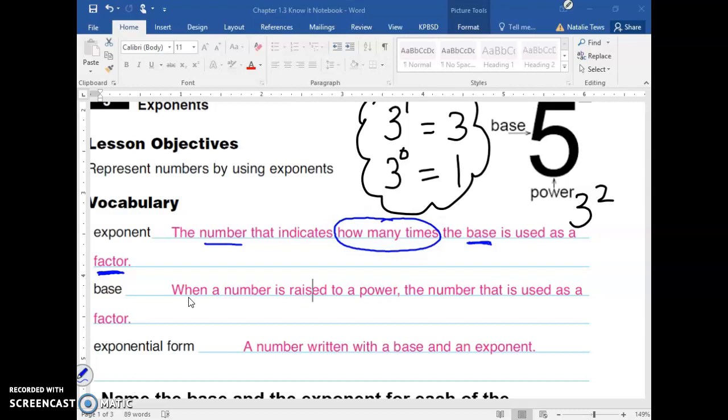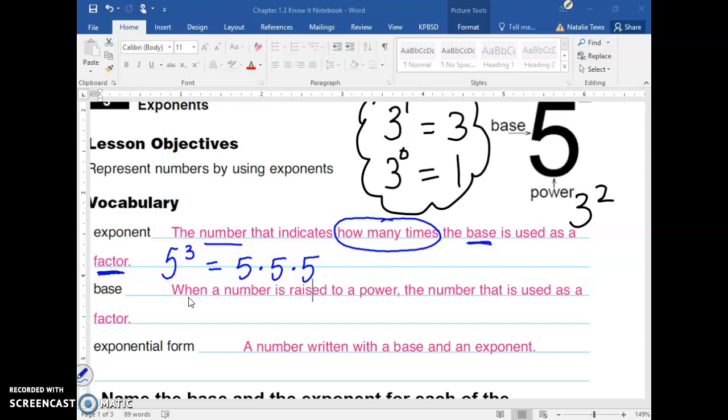So let's say I have 5 to the third power. This is called exponential form, okay? And it equals 5 times 5 times 5. And you'll also notice that I'm writing my times with a dot instead of an X. And I'm doing that on purpose because later on in the year, we're going to get to variables.